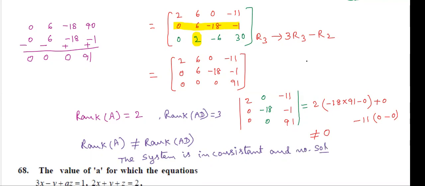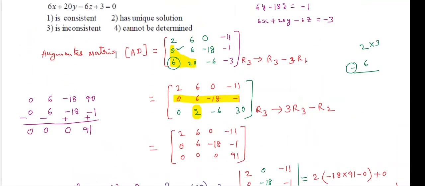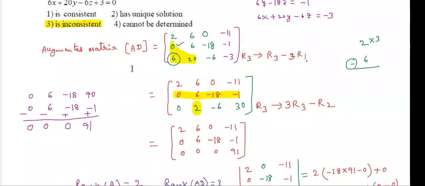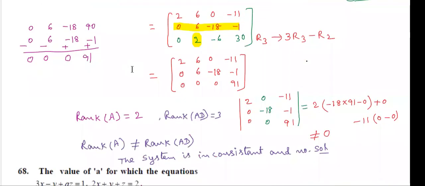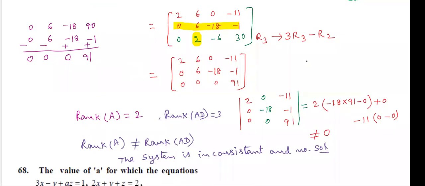No solution. Okay, students, which option is correct? See, the first option is consistent. The second option has a unique solution. Unique solution means it is consistent only. Third option, inconsistent. This is the correct answer. Fourth option, cannot be determined. This is the wrong answer. The correct answer is the third option.